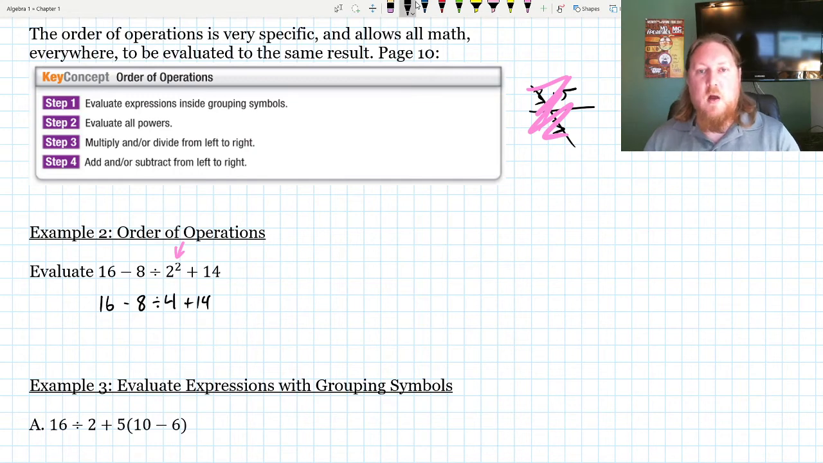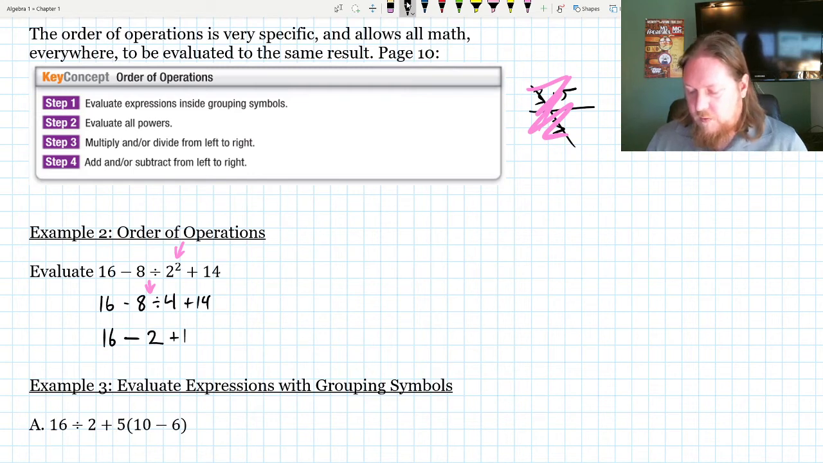I check step 3, multiply and or divide from left to right. I only have one division, no multiplication. And I've got the division. Oops. Chose the wrong marker there. Right here. So I need to do that division first. So 16 minus 8 divided by 4 is 2 plus 14. And now I just have subtraction and addition, which is the 4th step. And I'm going to do it left to right.